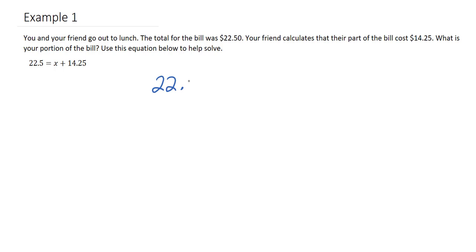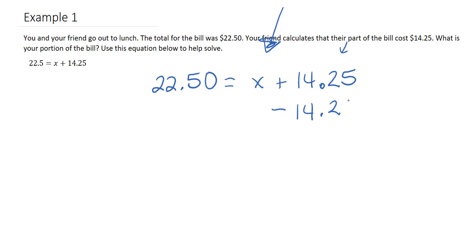So we have 22.5. We could add the 0, or we can just leave it as 0.5. Either one is right, it means the same value. Then we have x plus 14.25. In order to get rid of this positive number and get the variable on one side, because we want x by itself, we're going to subtract 14.25 on both sides, because we have to do it to both sides in order for this equal sign to stay true.